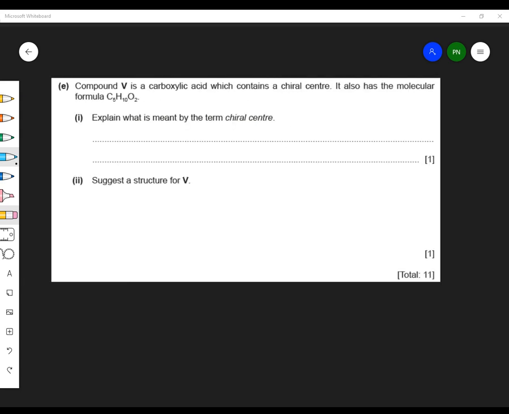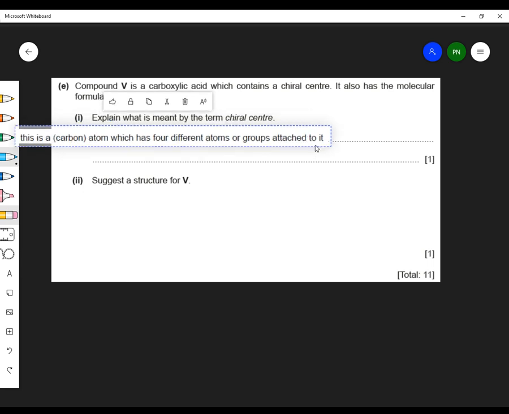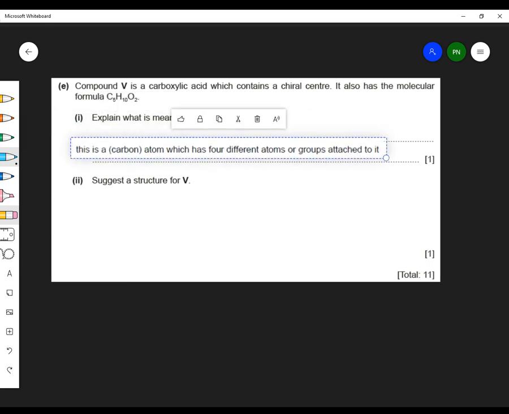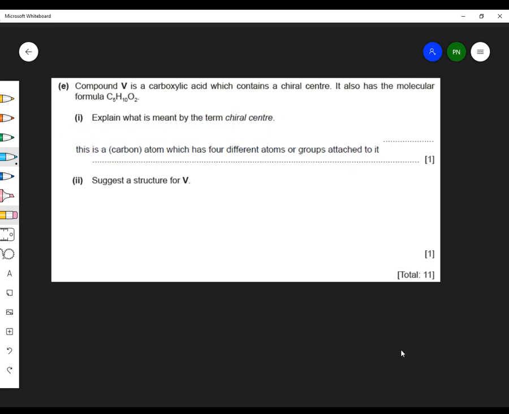Okay, chirality. Let me pinch something from the answer booklet, or the mark scheme, I should say. There we are, and this is straight from the answers. All right, and we're going to put it in there. This is exactly what they want. I can't make this any better. All right, so what do we mean by chirality? Explain what was meant by chiral center. This is a carbon atom which has 4 different groups attached to it. Simple as that.